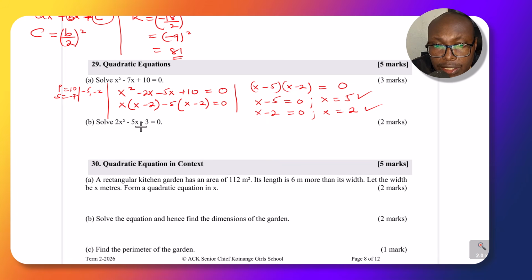Now the second one has a difference, because for this one, part B, you have 2x squared subtract 5x subtract 3. So when you're getting the product, you look for two numbers whose product is the coefficient of x squared, which is 2, times the constant term, -3. So you look for two numbers whose product is -6, and their sum is the coefficient of x, which is -5.